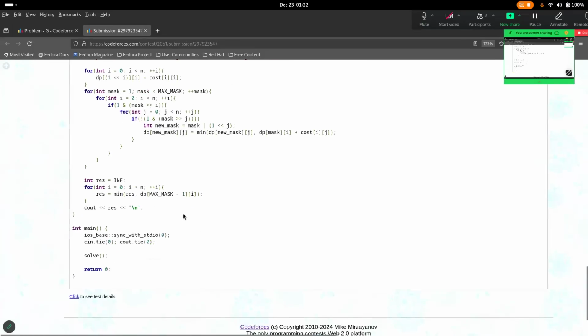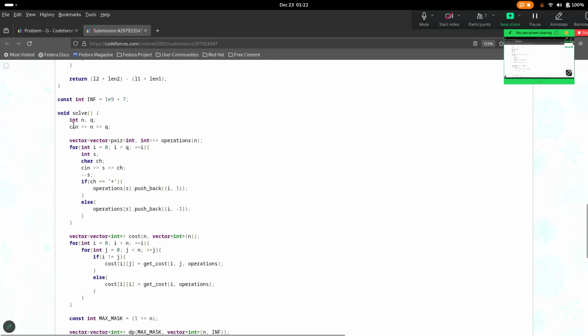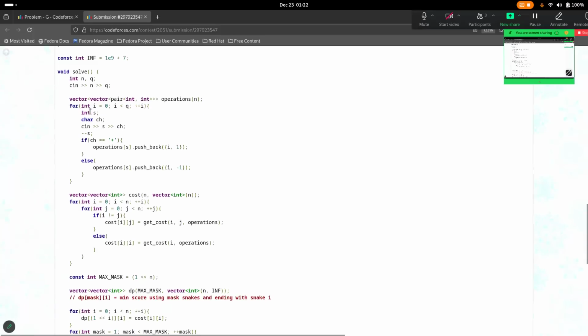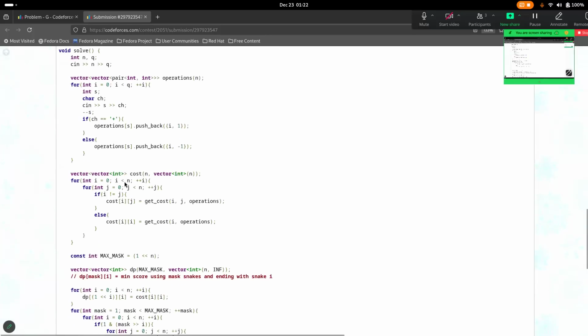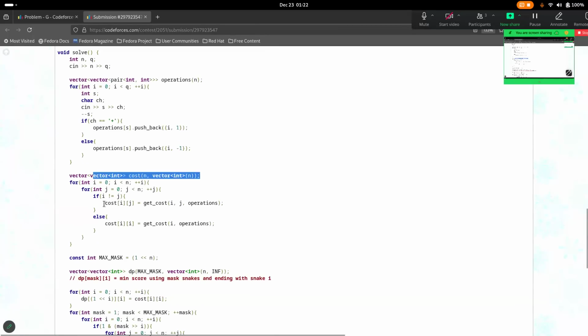If I were to go to the code, this is just the solve function. First, we take the input n and q, and we input all the q operations. What we are doing over here is storing the operations that are done for the ith snake. For each, we store the index or the time where this operation was done, and whether it's an expand or contract operation. Then we pre-calculate the cost. Basically, what cost ij says is, I have already placed my snake I, and I have whatever the minimum score that I get by placing snake I. And now I want to place snake j in front of snake I.